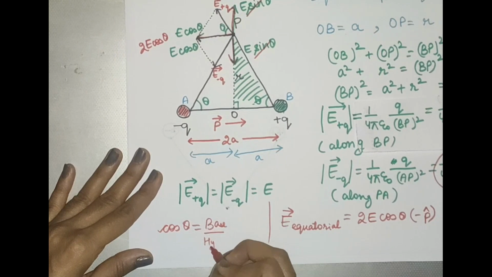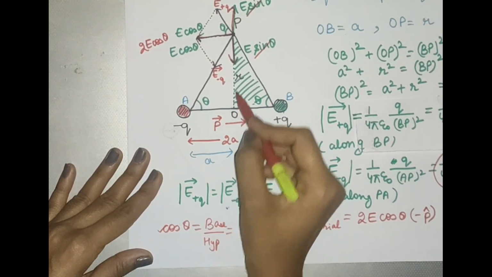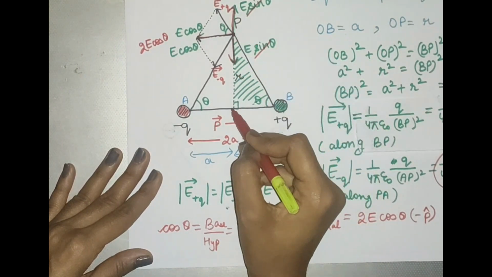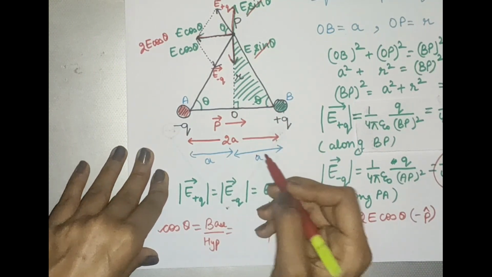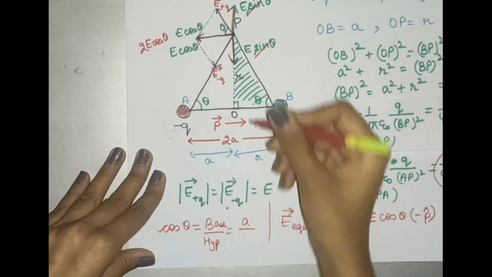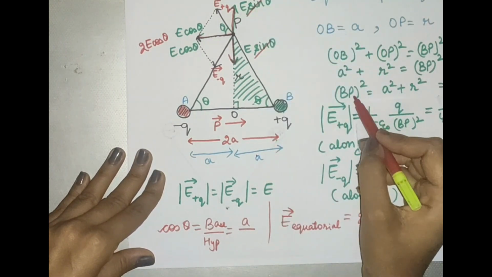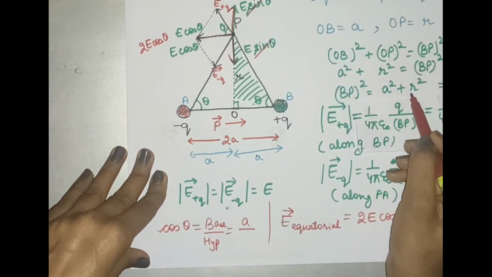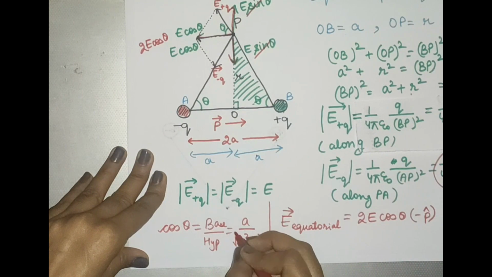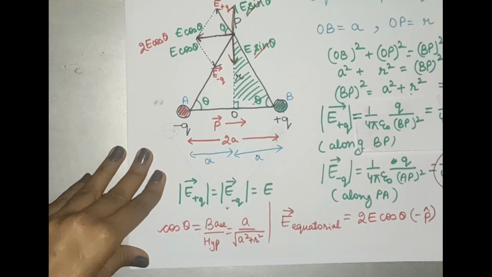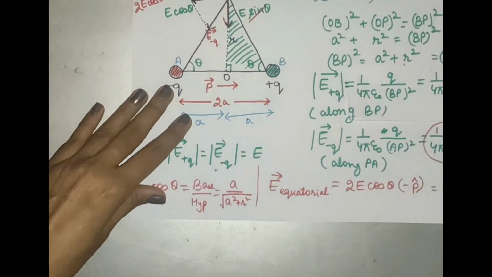upon hypotenuse. Now my base, considering this triangle again, my base is OB and OB is equal to A. And my hypotenuse is BP, and BP square is equal to A square plus R square. So BP would be equal to the square root of A square plus R square. So now let us try and substitute these values.